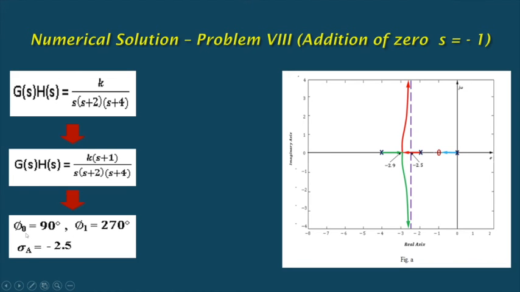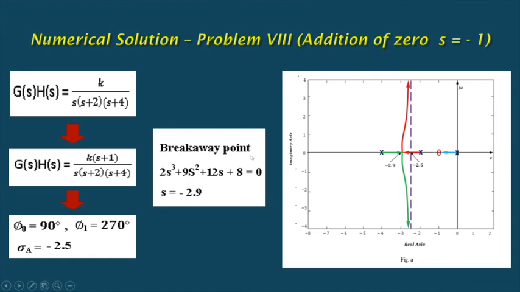Then calculate the angle of asymptote. When q equal to 0, then phi 0 equal to 90 degree. When q equal to 1, then phi 1 equal to 270 degree. Then calculate centroid of asymptote. This answer is minus 2.5. Then one root locus branch starts from this origin and finishes at the finite zero. Another two root locus branches start from this -2 and -4 and meet at a point. Then calculate the breakaway point.